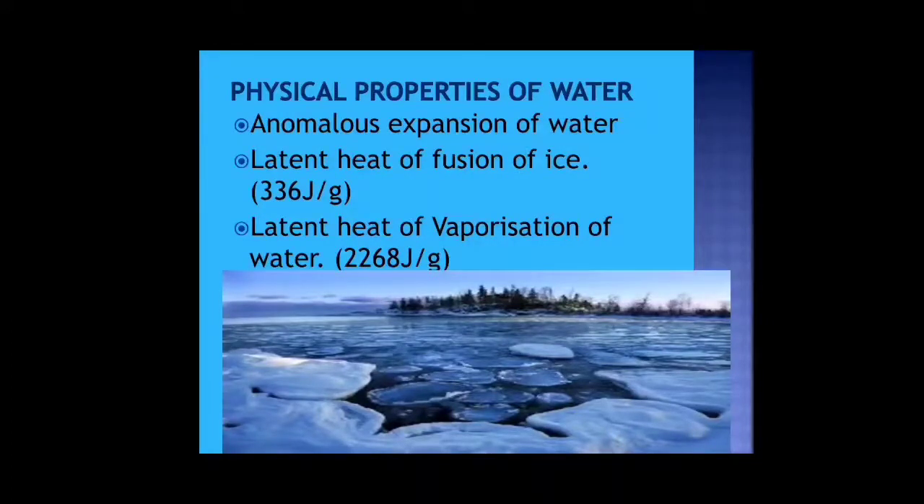The next 2 points are the latent heat of fusion of ice, which is 336 joules per gram, and latent heat of vaporization of water, which is 2268 joules per gram. So what is the latent heat? It is that heat that is required to change the state of matter. So whether it is the latent heat of fusion of ice, that is converting water into ice, or converting all liquid into gas.